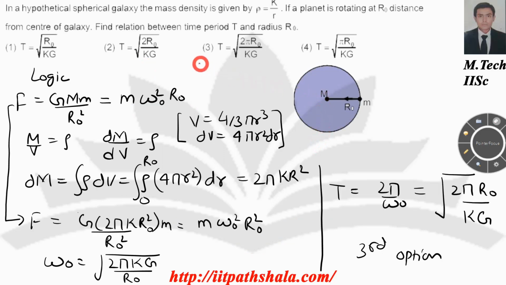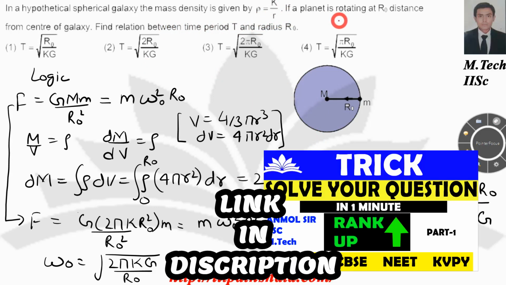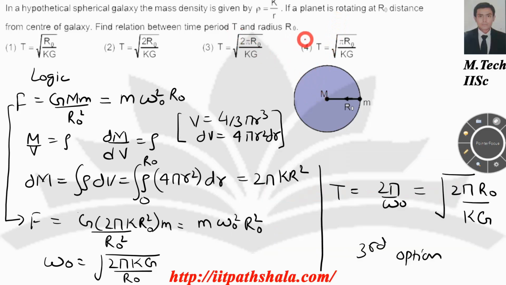In the following question, you are given a hypothetical density k by r, and a planet is rotating at r naught distance from the center of this galaxy. You have to find the relation between T and r. At the planet, the gravitational force will be acting as the centripetal force, and a pseudo force, the centrifugal force, will be acting at the planet balancing this gravitational attracting force. So I can write the following equation.